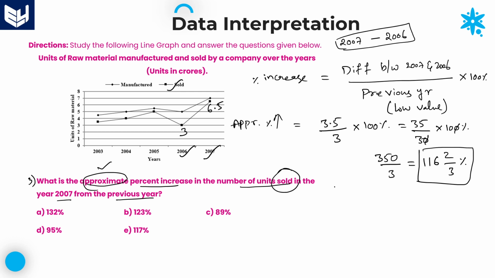But according to the given question, we don't want the exact answer. We want the approximate percentage increase, which is equal to, now you can check the options. Which one is closest to 116 2 by 3? Among the options 132, 123, 89, 95, 120, 117, 117 is the closest to 116. Therefore, the required approximate percentage increase is 117 percentage. That is option E. Option E is the right answer for this question. Option E.